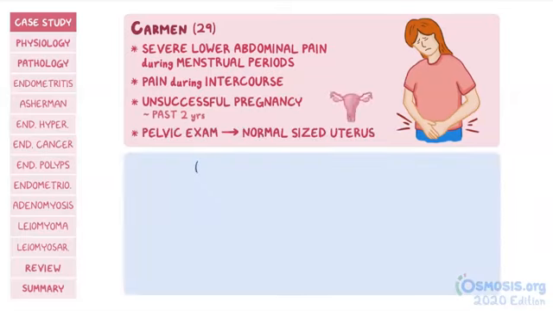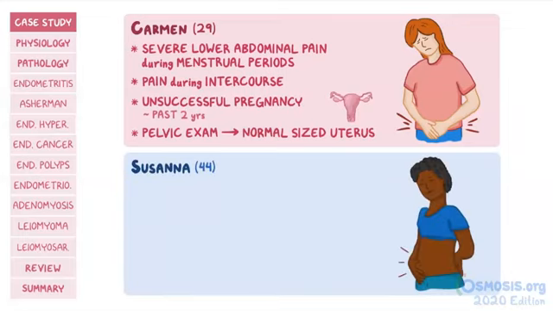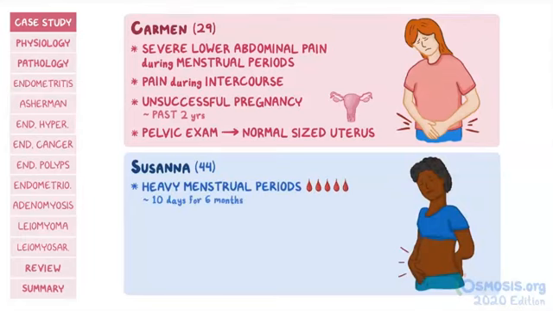Later that day, 44-year-old Susanna comes to her physician reporting heavy menstrual periods that last about 10 days. This has been occurring for the past 6 months, and is accompanied with a feeling of fullness in the lower abdomen as well as fatigue. On further history, she has never been pregnant.